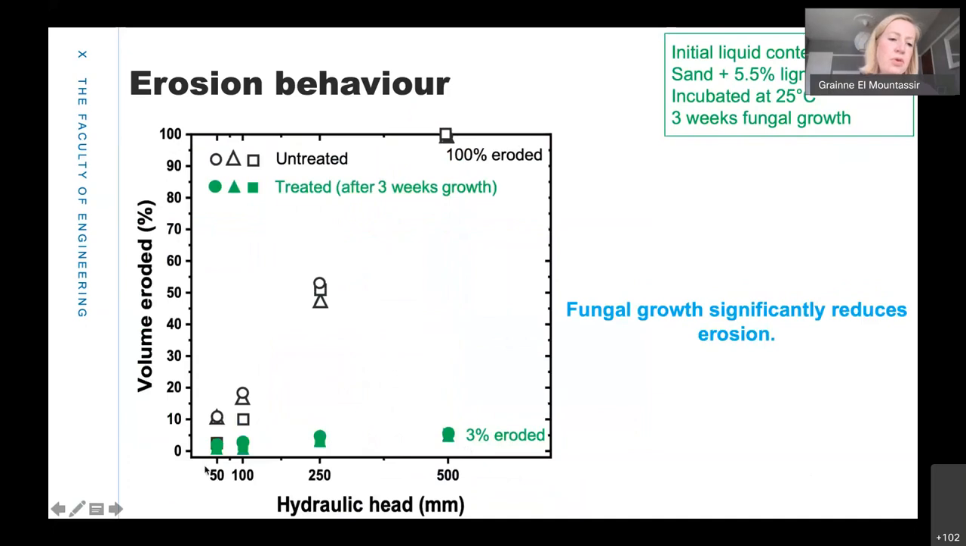We have the volume eroded on the y-axis and the height of the water in the jet tube on the x-axis. At 500 millimeters, we have eroded 100% of the untreated control soil. Whereas in the soil that's been treated with Pleurotus ostreatus, we've only removed 3% of the soil. So we've significantly reduced erosion.